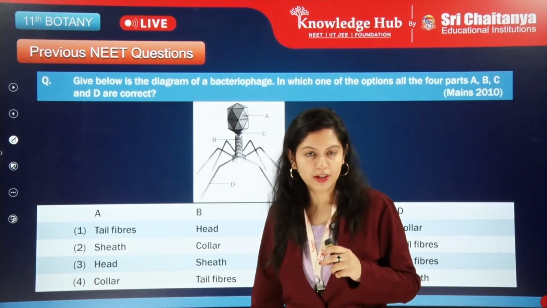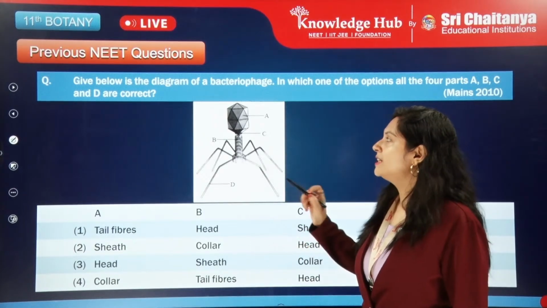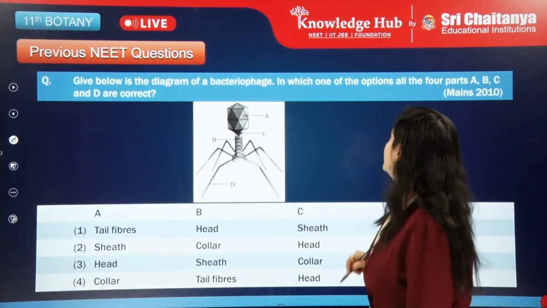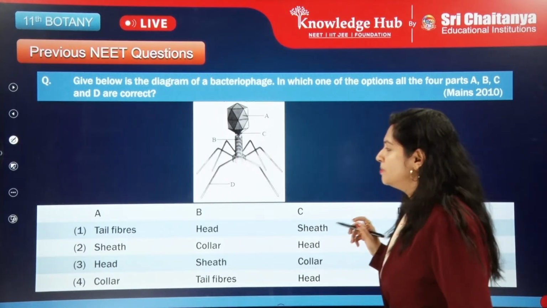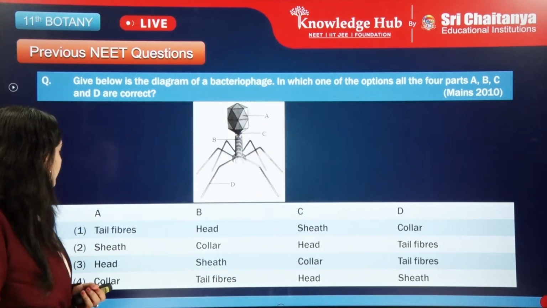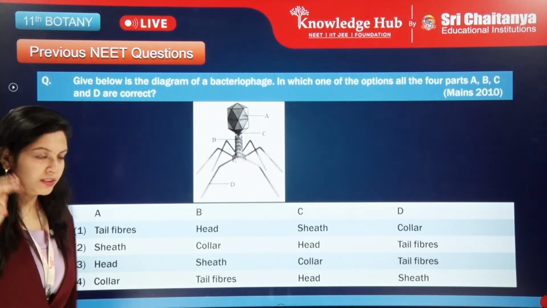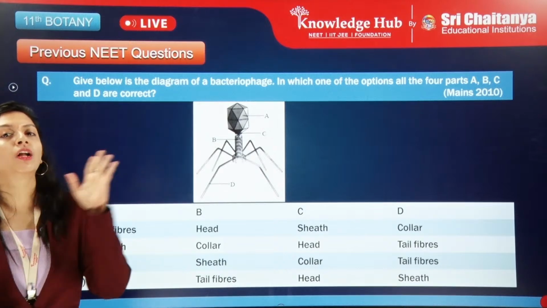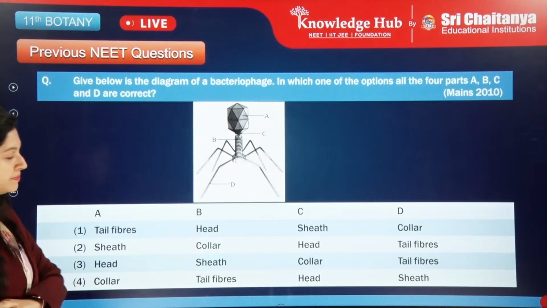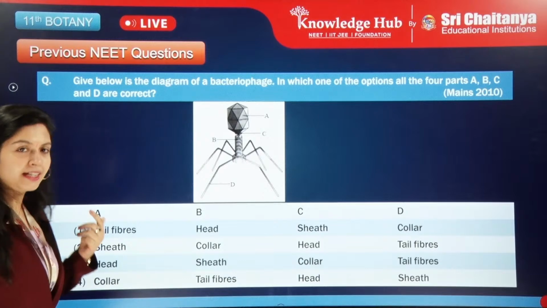Now, let's solve this question, which is a picture-based question. From here, you have seen that this is given below the diagram of a bacteriophage. In which of the following options, all the four parts A, B, C, and D are correct? A is standing for what, B is standing for what, C and D. I'll give you 2 seconds for this. Please read the options and solve the questions. Then I'll give you the correct answer. Okay, time's up. Let's see the correct answer.